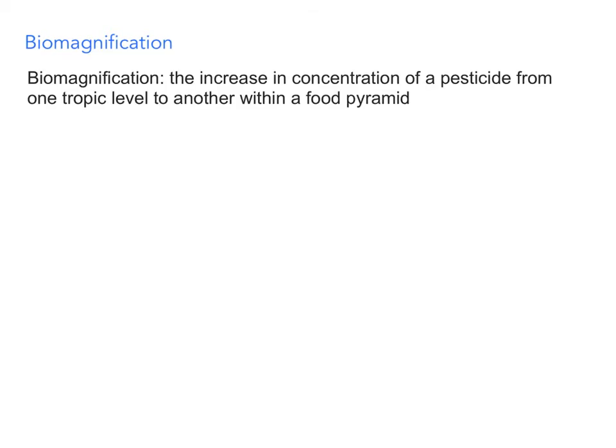But unfortunately, because we are at the top of the food chain, we are often affected a lot more than other trophic levels. This is called biomagnification, magnifying the concentration of the pesticide from one trophic level to another.